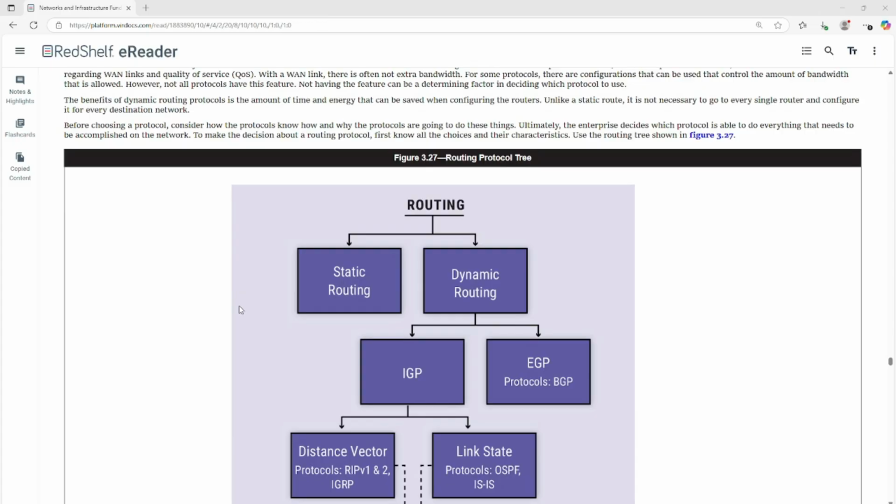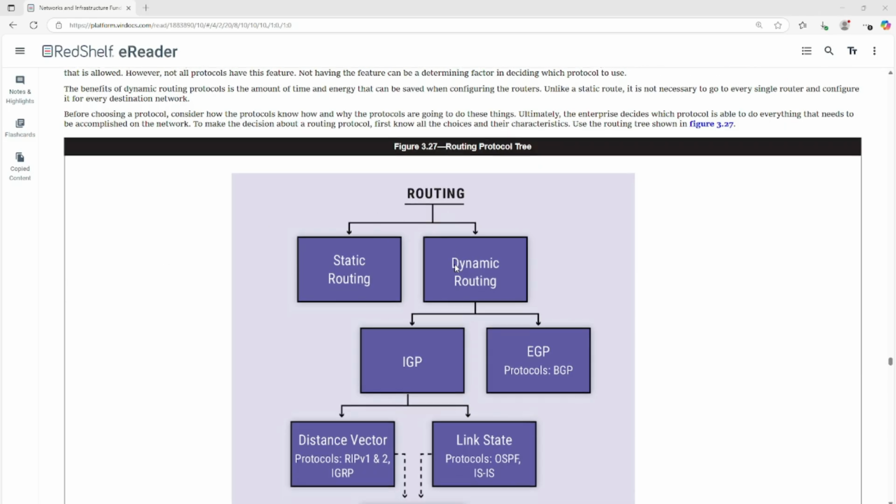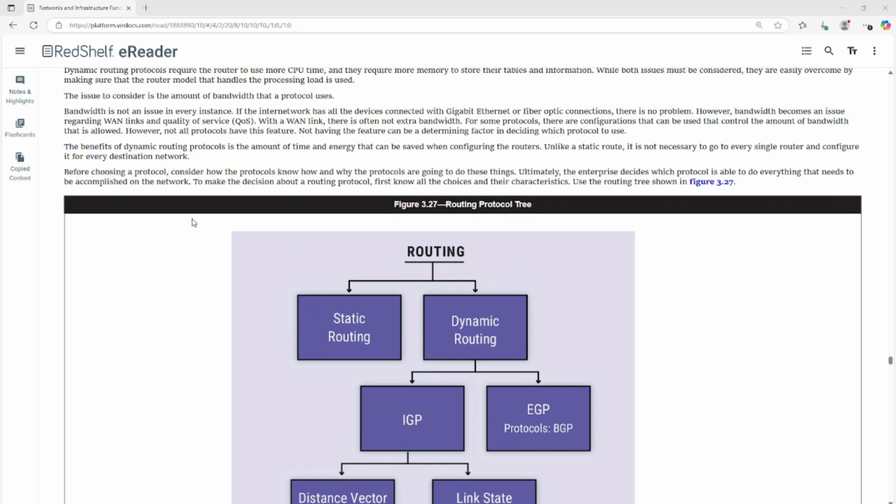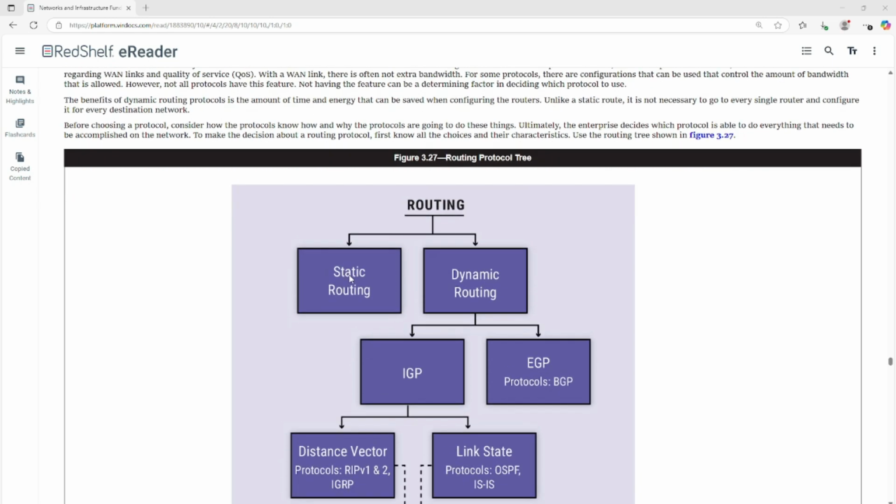Figure 3.27 shows a routing protocol tree. It is advisable to know what the routing tree is. The routing tree comes into play when routers are trying to choose a route. It's very important to keep this in mind for routers.